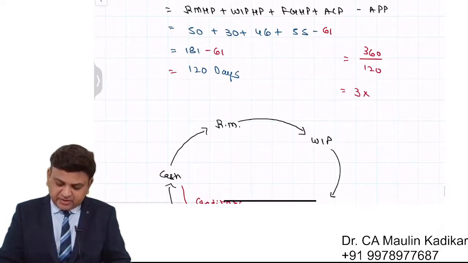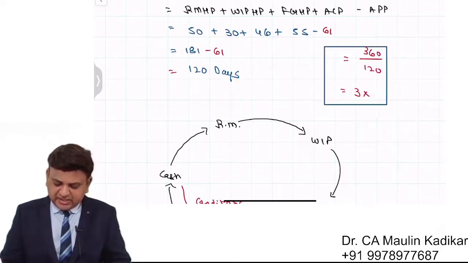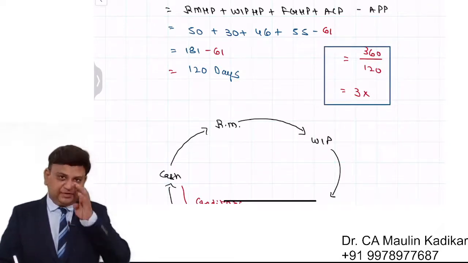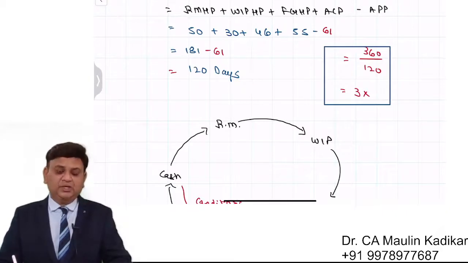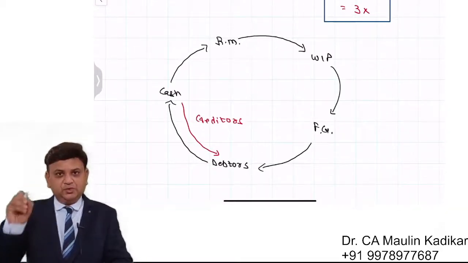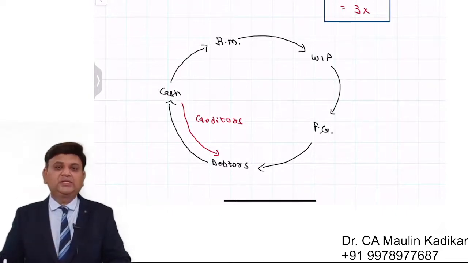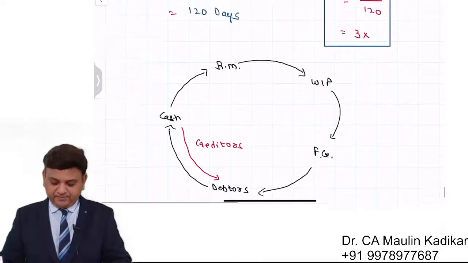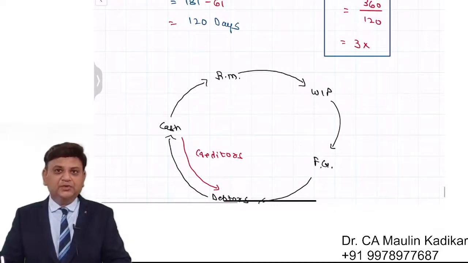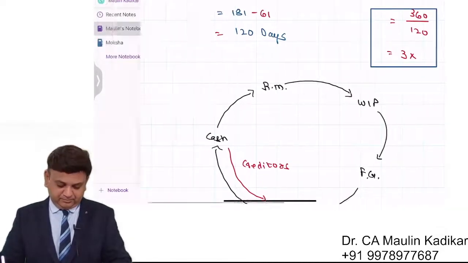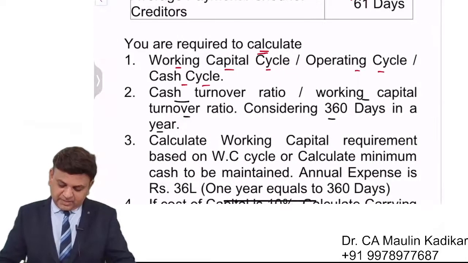So the working capital turnover ratio or cash turnover ratio indicates the number of times working capital is getting rotated in a year. This rotation takes place how many times in a year? That is what this turnover ratio is indicating. The rotation is 3 times in a year. Next question.